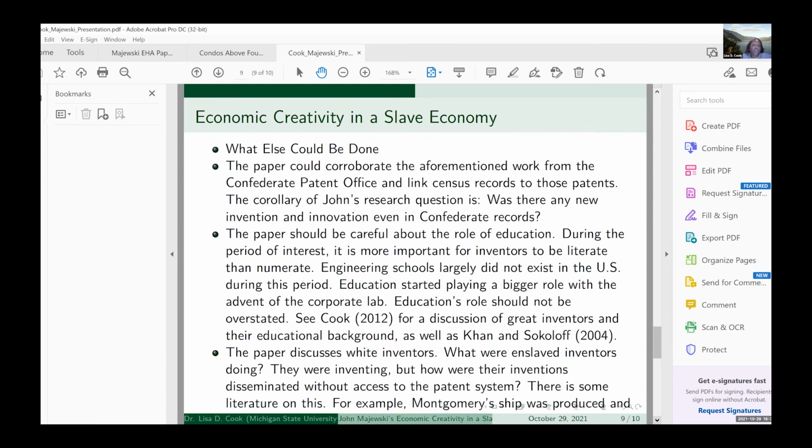The paper discusses white inventors. What were enslaved inventors doing? They were inventing, surprisingly, but they were. But how were their inventions disseminated without access to the patent system? We know they were because of the cotton gin, the story of the cotton gin. And there is some literature on this. For example, Benjamin Montgomery's ship was produced by his slave owner, but it was never patented. It was put immediately into use in service of the Confederate Navy. So it would be interesting to understand the nuance and detail of what was happening with African American inventors.